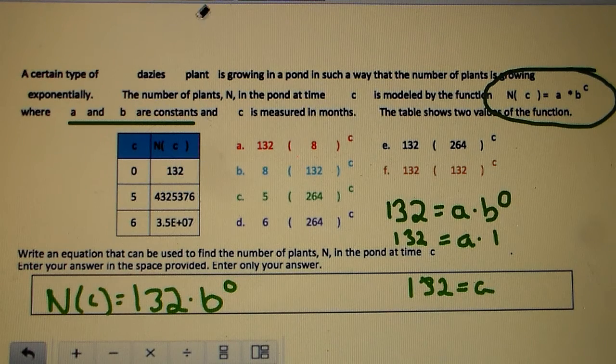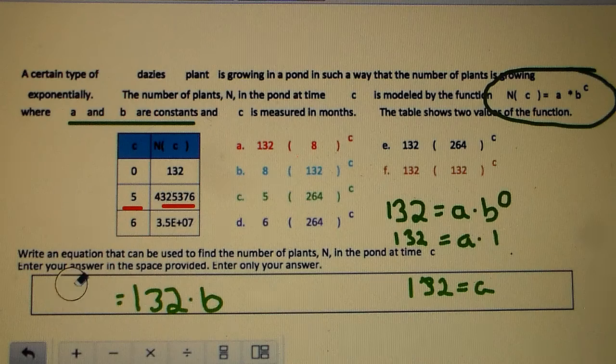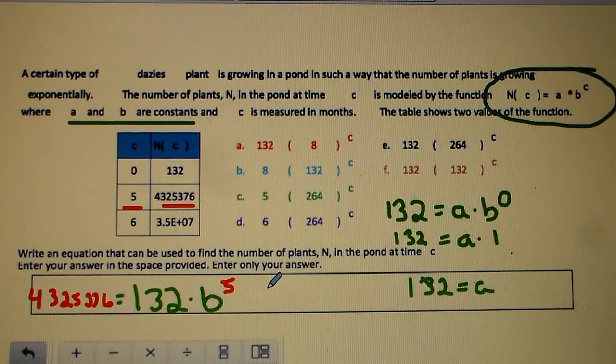Next step, we want to then put in the value of c. After 5 months, we get that many daisies. So better yet, I'll do that in red. So after 5 months, we get that many daisies. So we put 5 months in, and we get a total of that big amount, which is 4,325,376 daisies, is equal to 132 times b to the 5th.